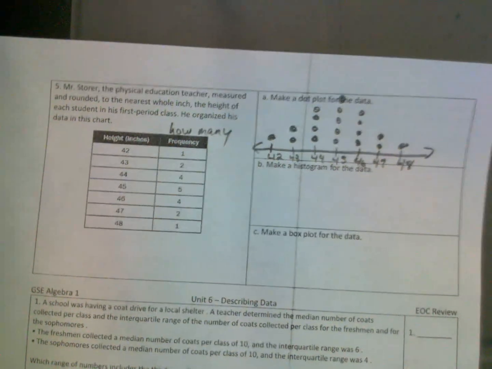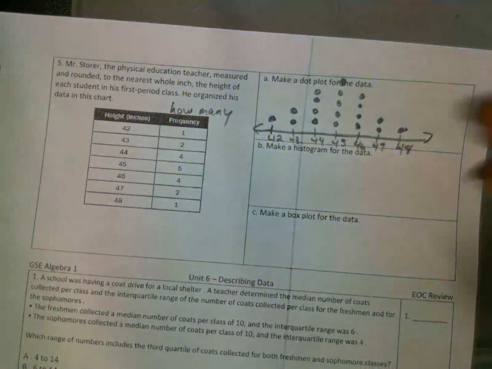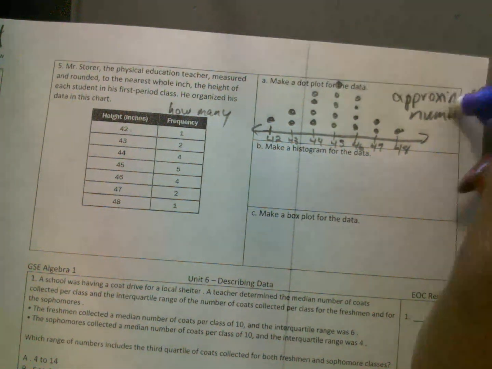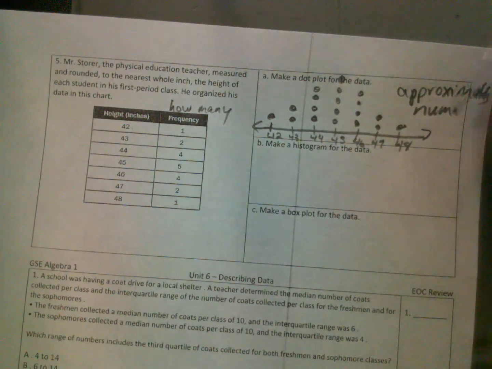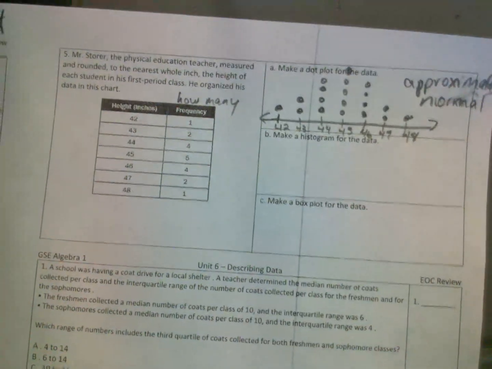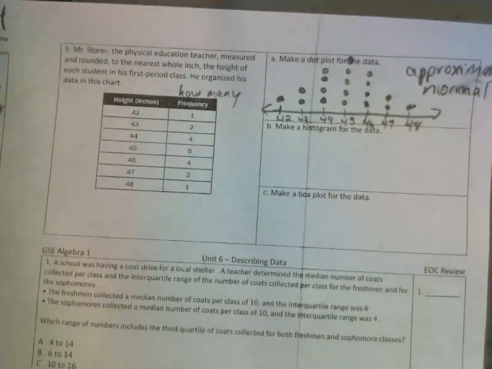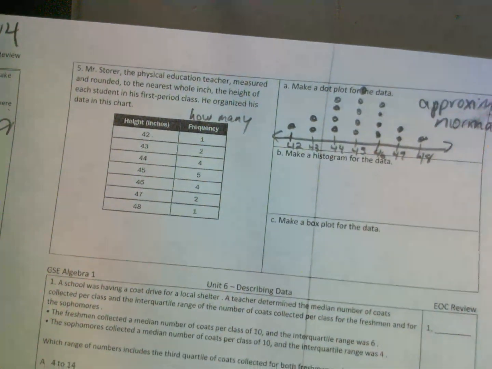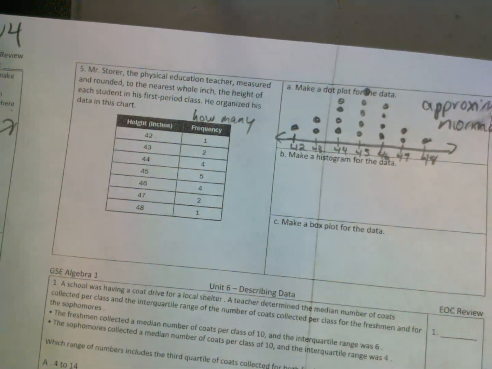What is the shape of this? Is this approximately normal, skewed to the left, or skewed to the right? This is approximately normal. That's where the numbers are clustered in the middle. Are y'all okay with that? Okay. If the tail is on the right and it's pushed to the left, clustered on the left, that's a skew to the right. If the cluster is on the right, it's skewed to the left. It's crazy, but that's just the way it is.